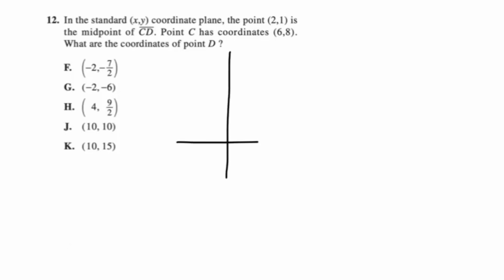All right, so let's sketch out what's happening in this problem. We have some line segment CD. It tells us that point C is at 6, 8. So let's see, 6 might be like this, and then 8 would be up there.